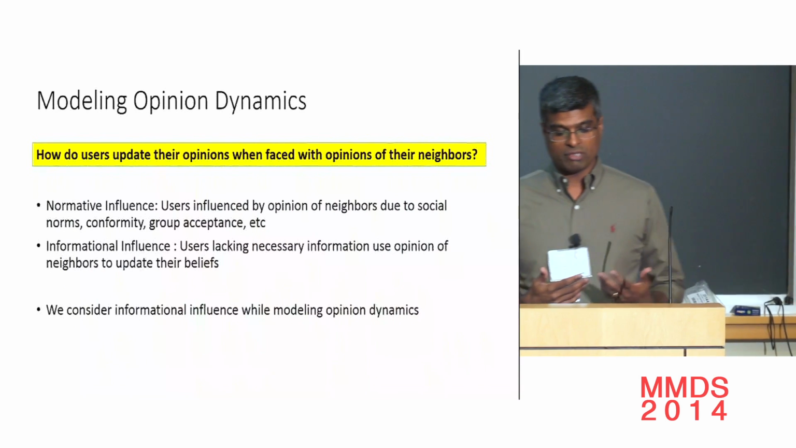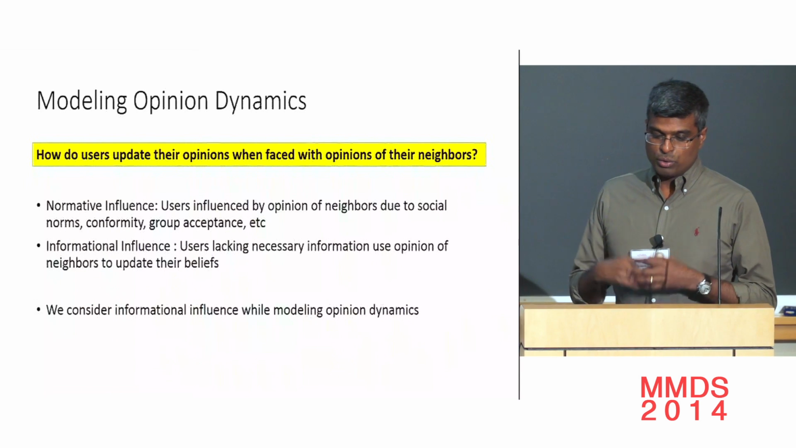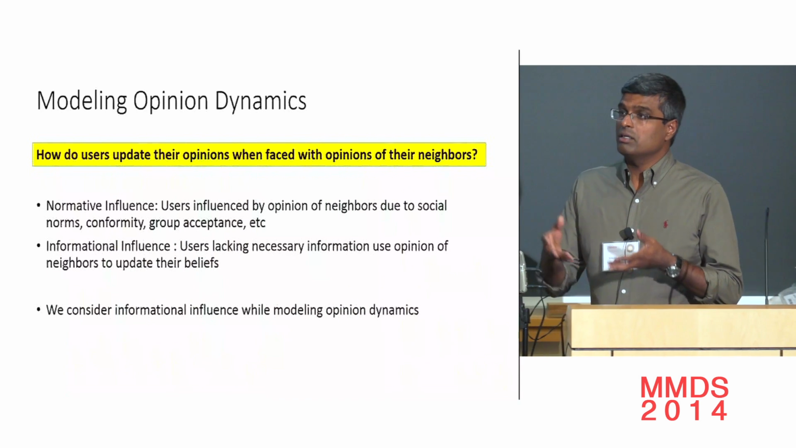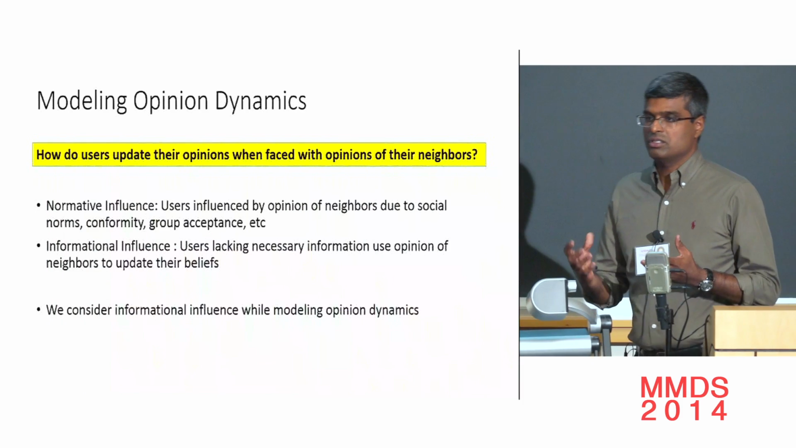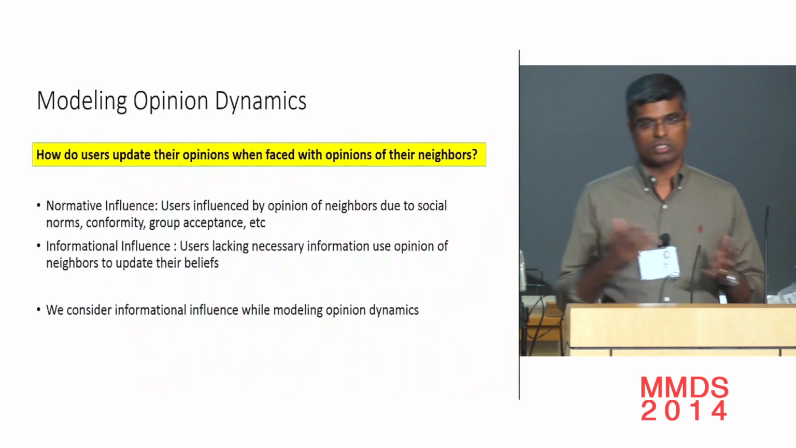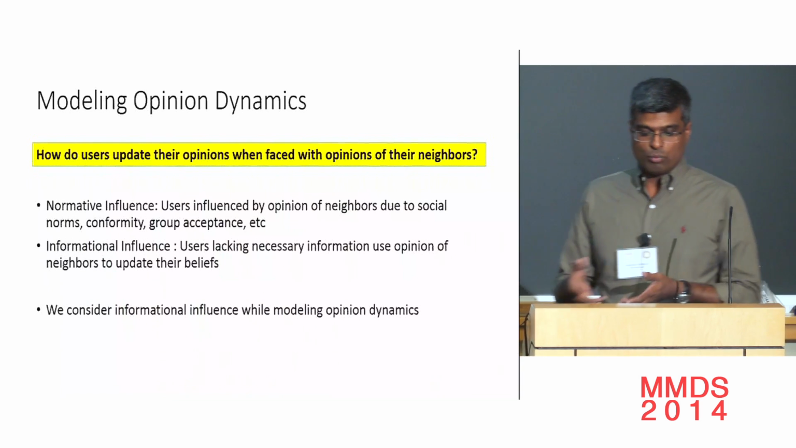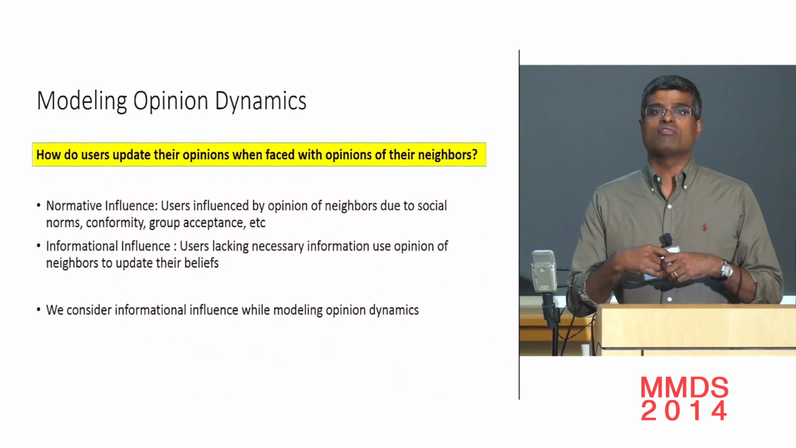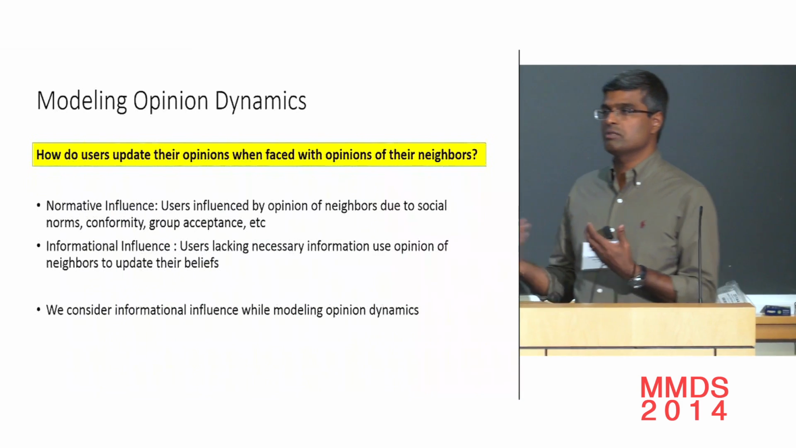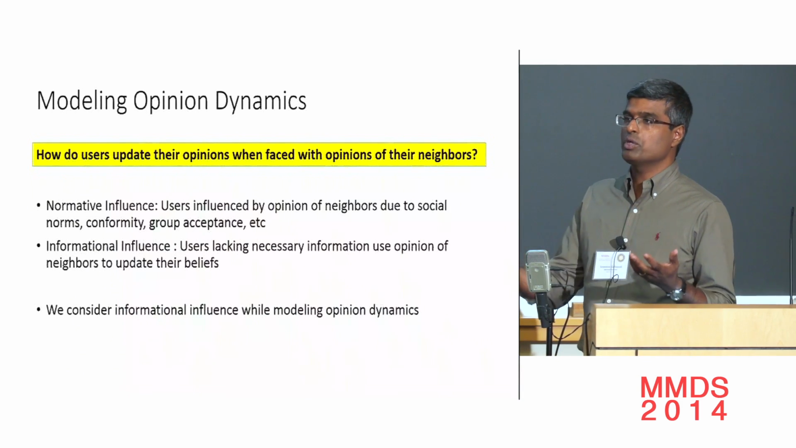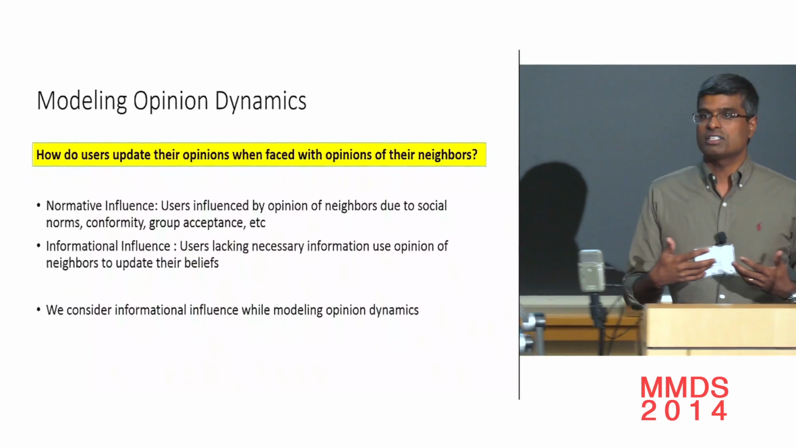One is what is called the normative influence, where the users are influenced by opinions of neighbors due to some biases, social norms. This is the right thing to do, that's the wrong thing to do, or this is the right thing to say, even though I believe something else. Versus the informational, where the users have no prior knowledge or opinion on a particular subject, and they're actually looking to the network to help them understand that subject.